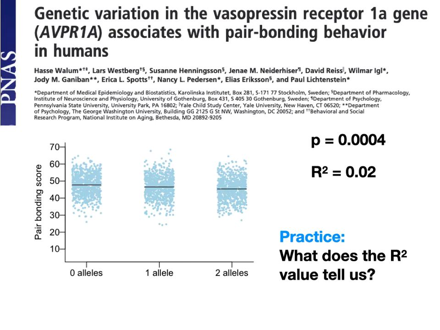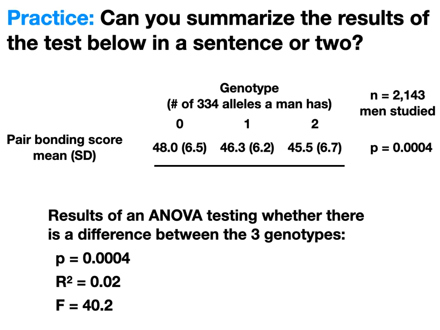So I just told you the answer to this, but practice writing out, how would you write out the results of the study, including reporting the R squared? Can you summarize the results of this test in a sentence or 2? And we'll take a look at that on Zoom. This is the kind of thing that you'll definitely be asked to do on the final exam.